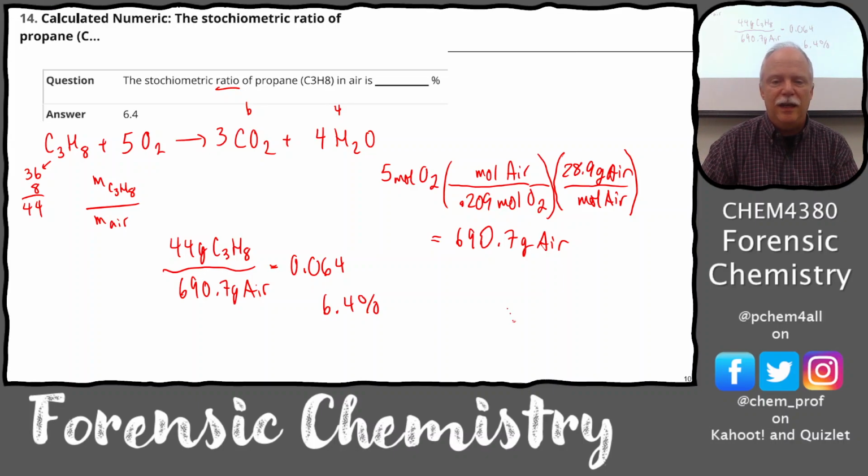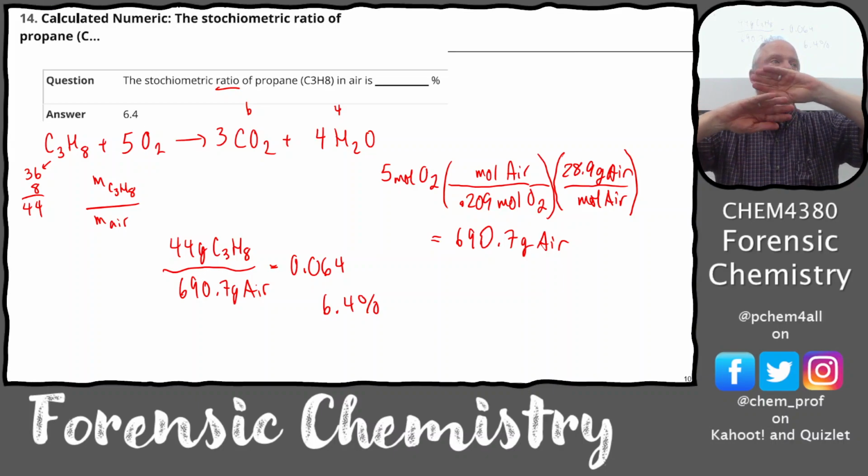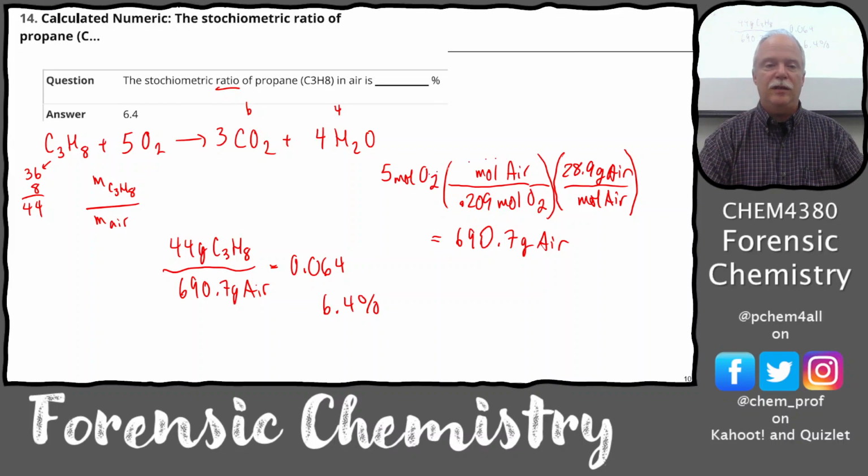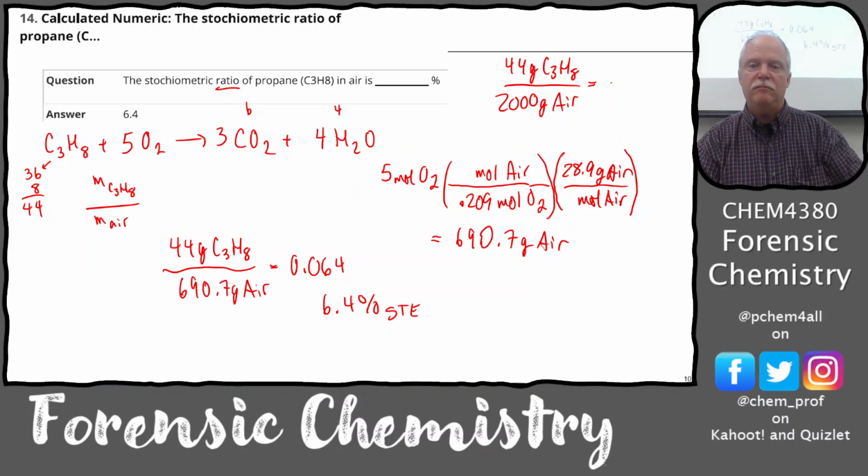And then that's the STE, right? Stoichiometric amount. If I say that instead of 690 grams of air, we have 2,000 grams of air, then that's the system. And you could do the mass, like, let's just do that. So this is STE. And if we had 44 grams of C3H8 and, let's make it, 4,400 grams of air. Okay, so that's 0.01. Is that right? Yeah, 0.01. So we have 1%.